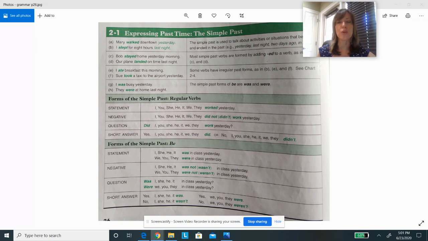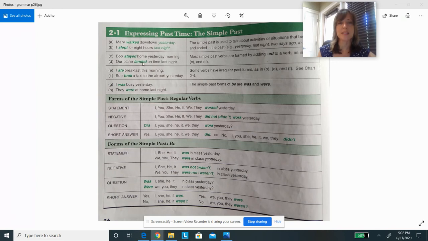So we're going to start with an overview of the simple past, the forms, how to make a simple past verb. So A and B are just showing you that generally you make the simple past by adding ed, but some verbs are irregular, such as sleep, and you will have to memorize the simple past form. And for sleep, it's slept. So we use the simple past to talk about things that happened in the past and they are finished. So they started and ended in the past.